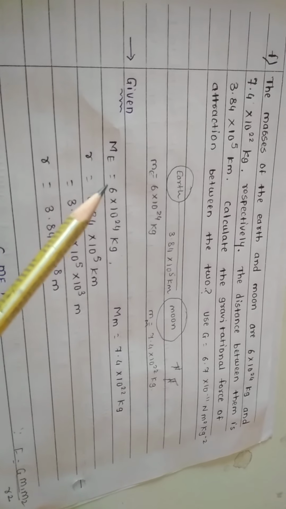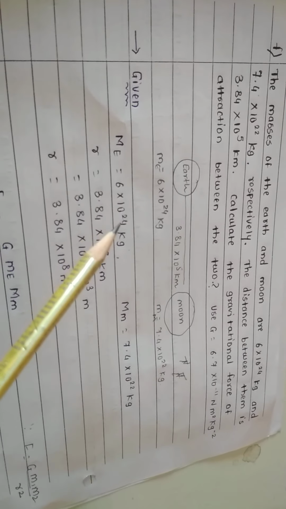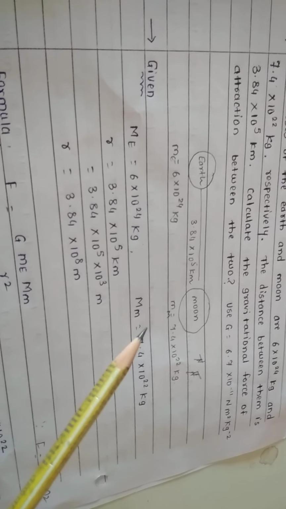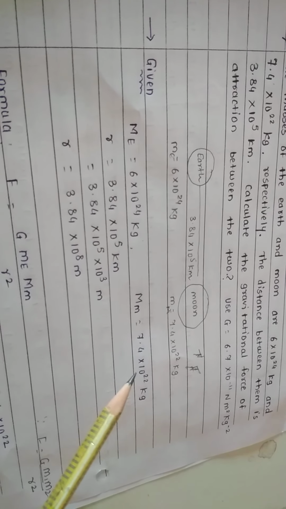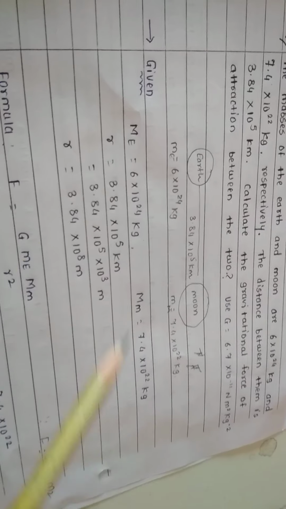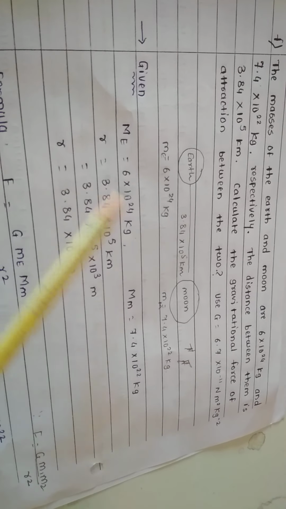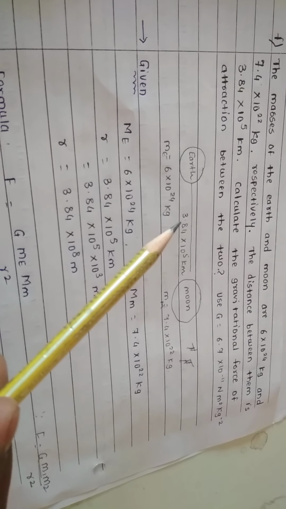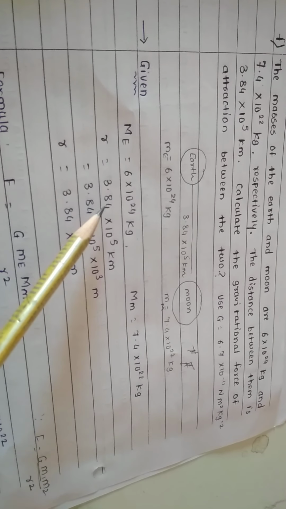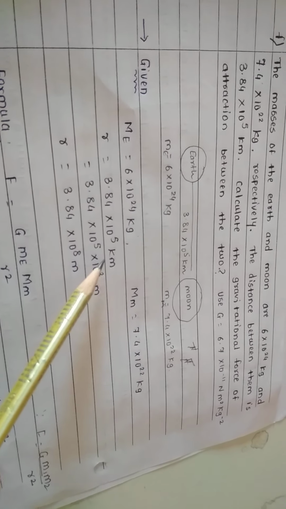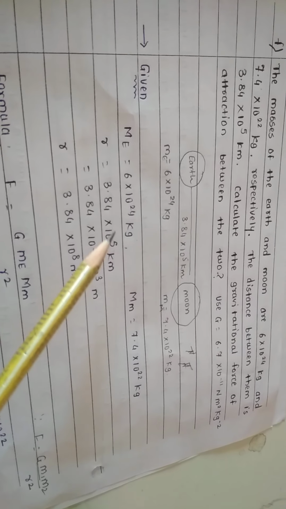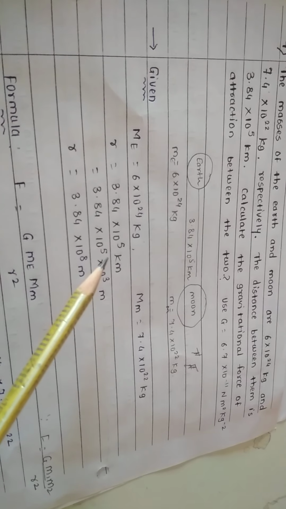So what is given? ME means mass of the Earth, that is 6 into 10 raised to 24 kg. MM means mass of the Moon, that is 7.4 into 10 raised to 22 kg. Here R means the distance between the Earth and the Moon, that is given as 3.84 into 10 raised to 5 kilometer. So here the value of R is given in kilometer.